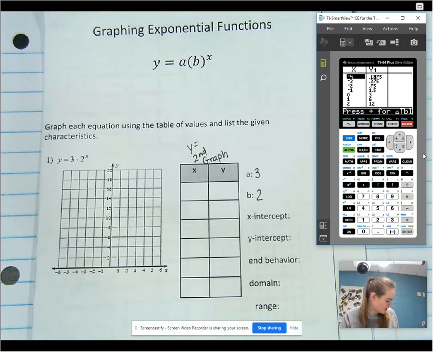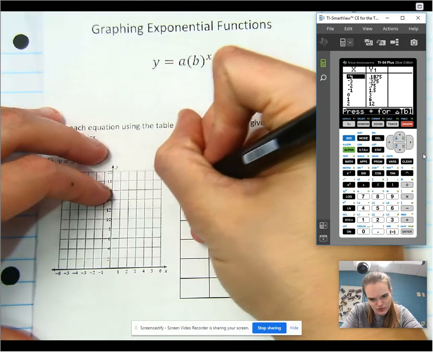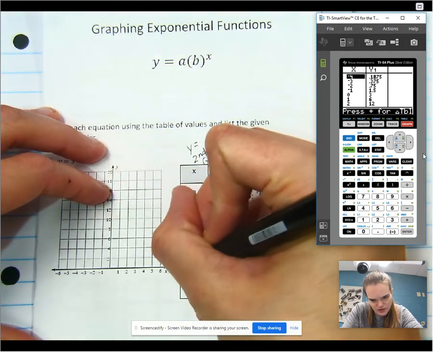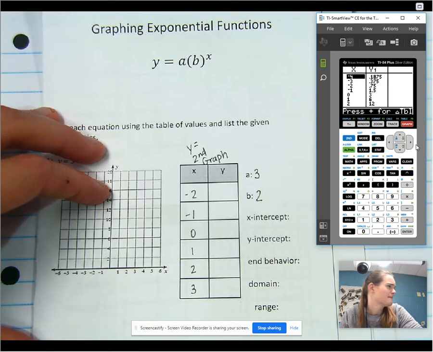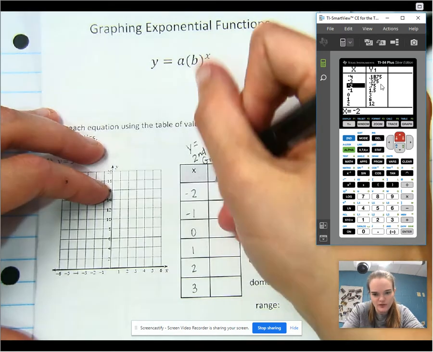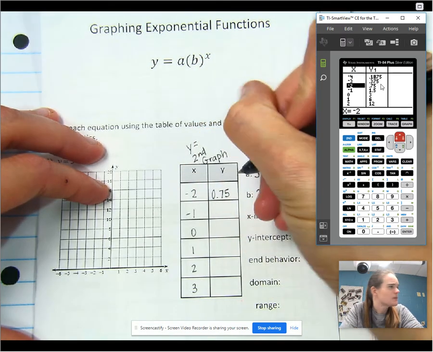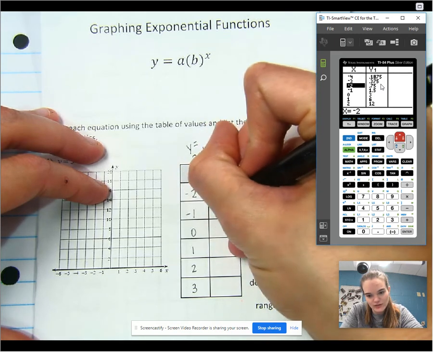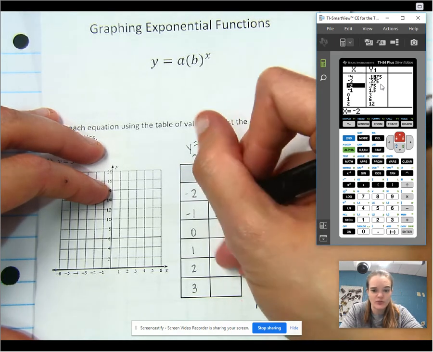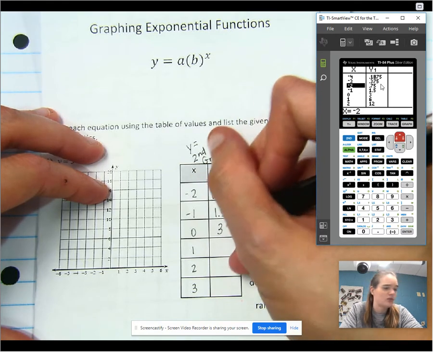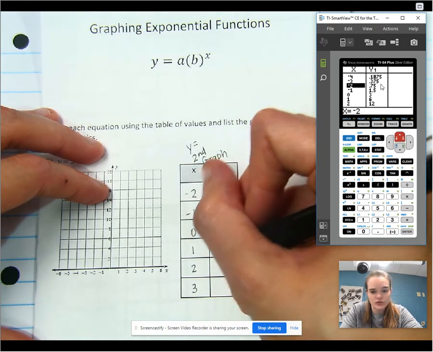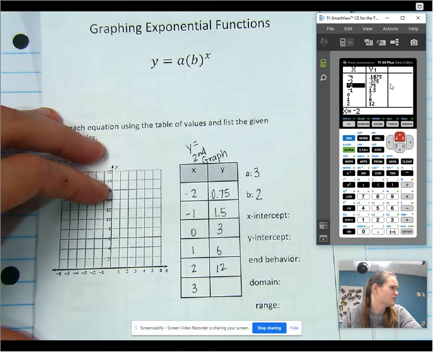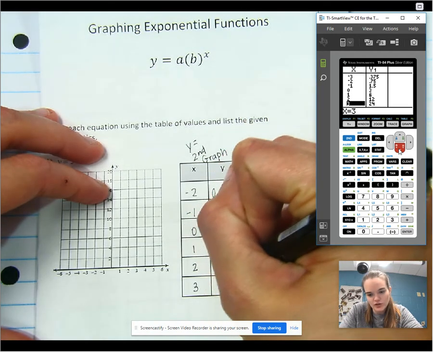All right, we're not going to put all those values in. We're going to do -2, -1, 0, 1, 2, 3. So I'm going to go down. -2 is 0.75. -1 is 1.5. 0 is 3. 1 is 6, 2 is 12. I've got some terrible eyesight. Evidently, I've got to go down to see 3. And 3 is 24.